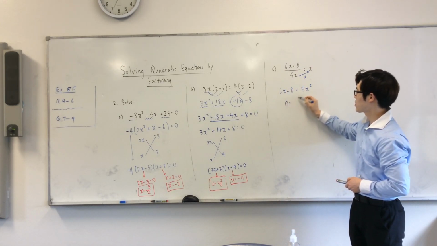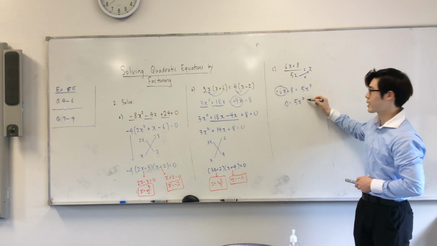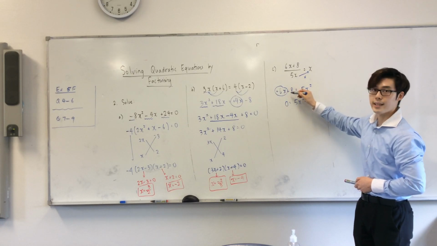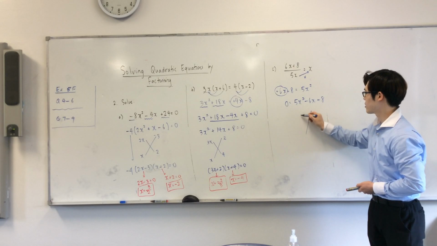So 0 equals 5x squared. Bring this plus 6x to the other side, becomes -6x. Bring that plus 8 to the other side, becomes -8. And it's the same scenario. Let's factorize that just quickly.